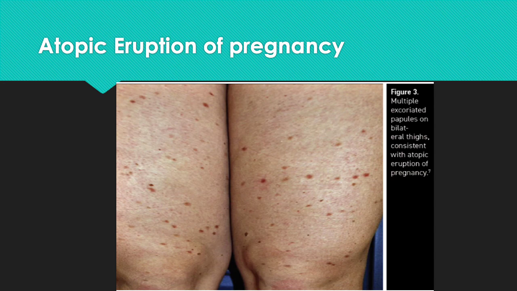One of the other conditions that is less talked about is atopic eruption of pregnancy. And this can present with itching. It can present with kind of this eczema-like rash. And it usually occurs in patients who already have a history of atopic dermatitis, but it could be a new finding. And it's thought to be mediated by T helper cells. It's usually self-limited, and with this rash, fortunately, there's not really any maternal or fetal risk associated with this rash.